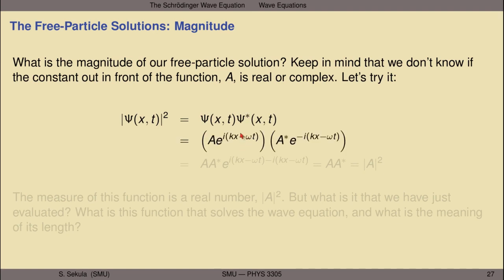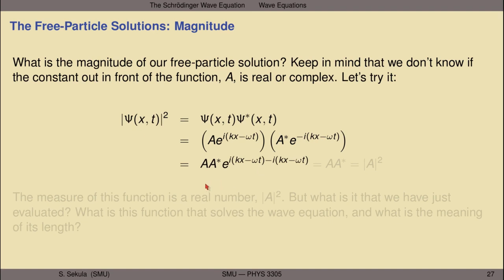What is that? Well, psi is just A times e to the i(kx minus omega t). The complex conjugate of psi would involve changing i to negative i everywhere we see it. But we don't know if there's an i hiding inside of the prefactor A that multiplies the exponential function. So to be very careful about this, in case the A is also a complex number, we're going to replace A with A star and i with negative i up here. And that's about as far as we can go with this.